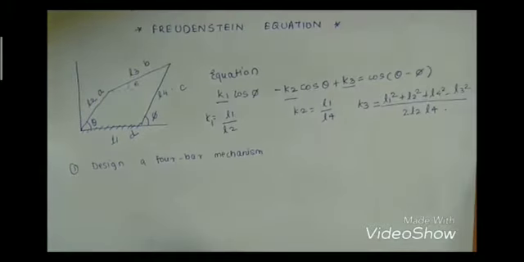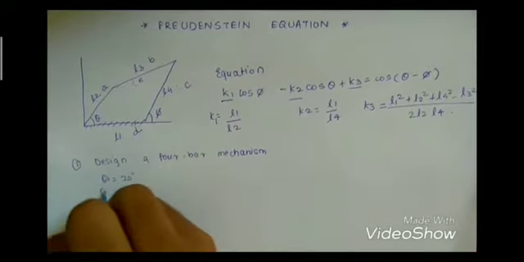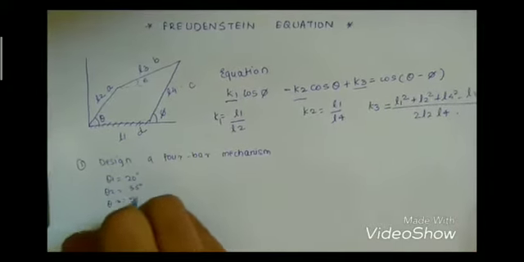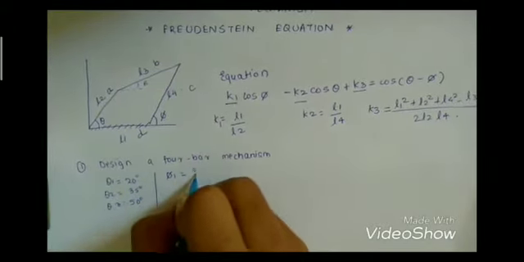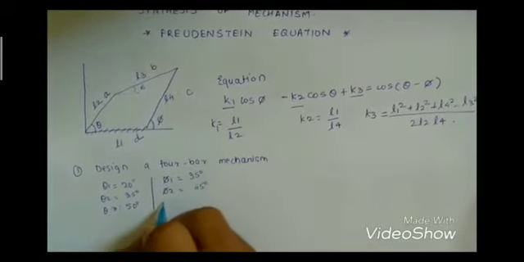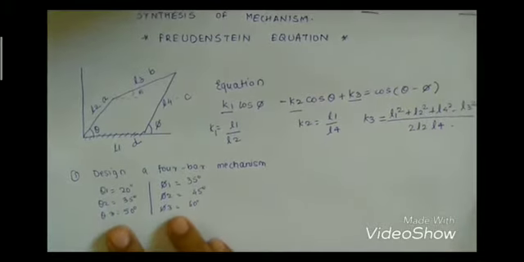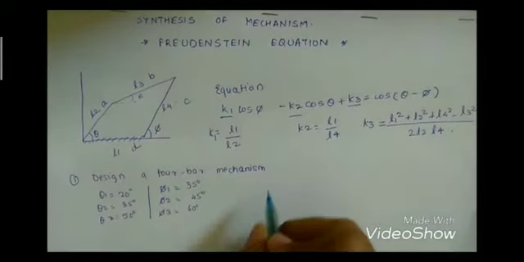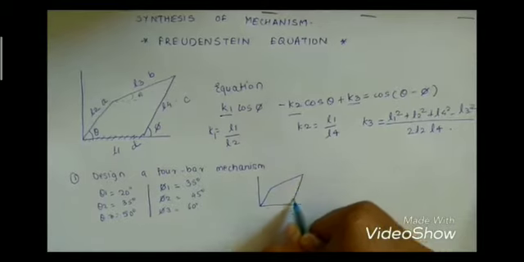We have been given the input angles as theta 1 is equal to 20 degree, theta 2 is equal to 35 degree and theta 3 is equal to 50 degree. Also we have been given the output angles as phi 1 is equal to 35 degree, phi 2 is equal to 45 degree and phi 3 is equal to 60 degree. So this is the given input for Freudenstein's equation. Now let's draw a schematic diagram for the 4-bar mechanism for reference purpose.